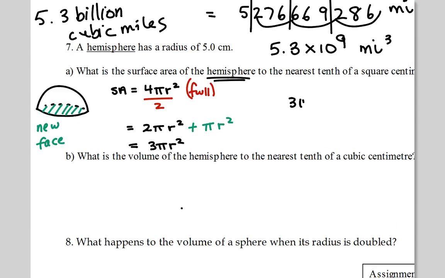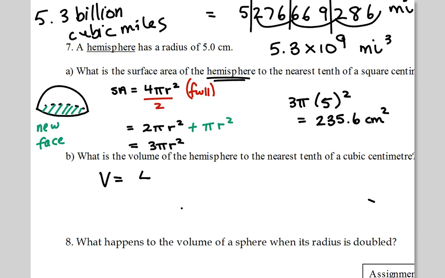Alright, so 3 pi 5 squared, and you get the surface area: 235.6. You with me? Okay, surface area is a square unit. Now what is the volume? It's given as 2/3. Why is it 2/3? Compare it to the normal one, which is 4/3.